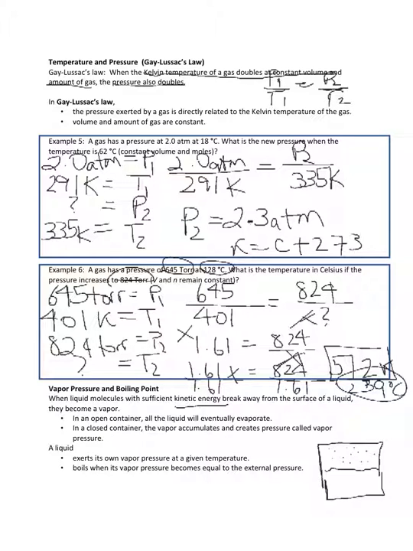A liquid exerts its own vapor pressure at a given temperature, and it boils when the vapor pressure becomes equal to the external pressure pressing down on the system. So when the vapor pressure has built up to equal the external pressure pressing down on the system, the liquid boils. This concludes Chapter 8, Part 1.